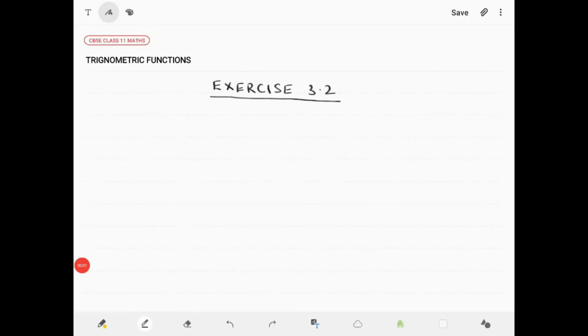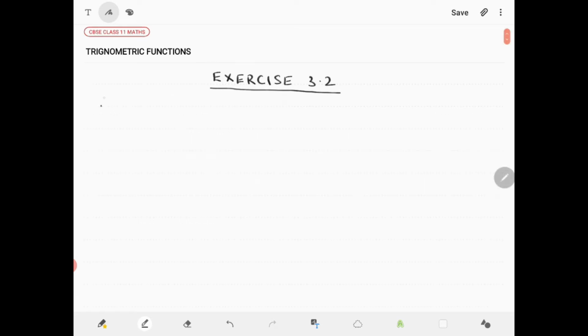Hi students, in this video we will look into the trigonometric functions chapter of class 11, exercise 3.2. Question number 1. Find the values of other 5 trigonometric functions. The first question is cos x is equal to minus 1 by 2, where x lies in the third quadrant.